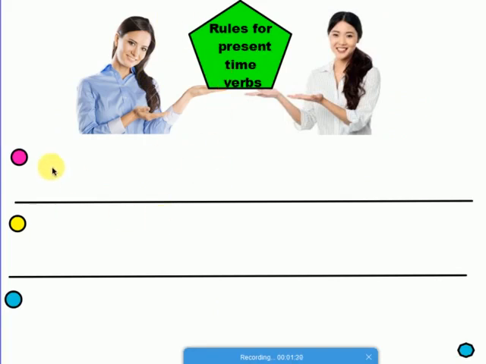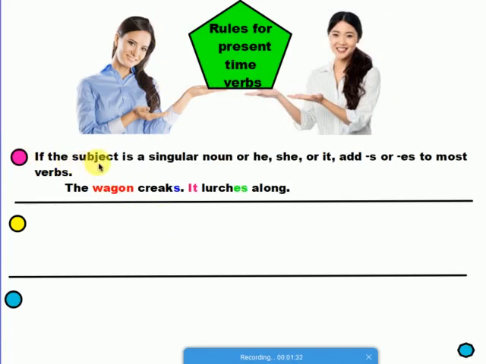Let's check some rules. Rule number 1. If the subject is a singular noun, attention, or a pronoun he, she, or it, I add s or es to most verbs. Pay attention to the suffix es. I add es to the base form of the verb if the verb ends with ch, sh, x, s, or o. For instance, the wagon creaks.